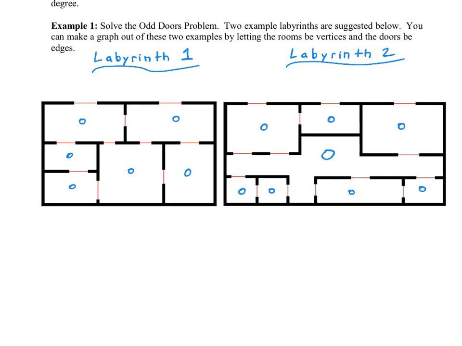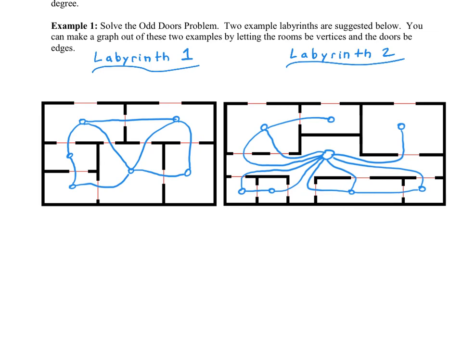Okay, so each room has a vertex, and now if a room is directly connected to another room with a door, we're going to connect those rooms or vertices with edges. So there would be an edge from that room to that room going through the door. And there would be an edge there, and an edge going there, and so on. Okay, so we got started. We've drawn our graphs inside of the labyrinths.